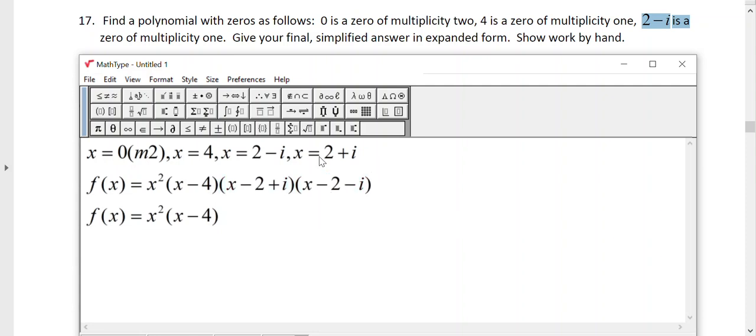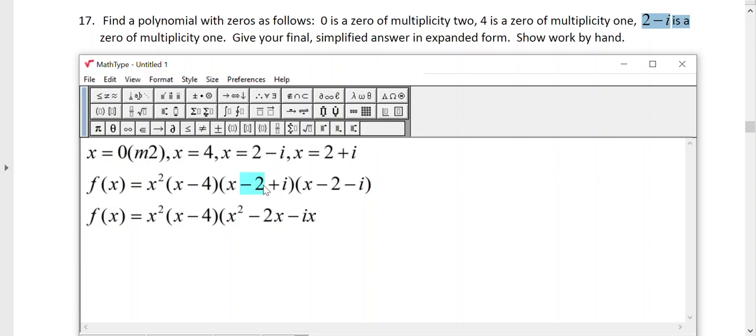So I'm going to start with the x. When I multiply x times x, I get x squared. When I multiply x times negative 2, I get negative 2x. Then x times negative i will be negative ix. That finishes this x. It's been multiplied by each of these three things.